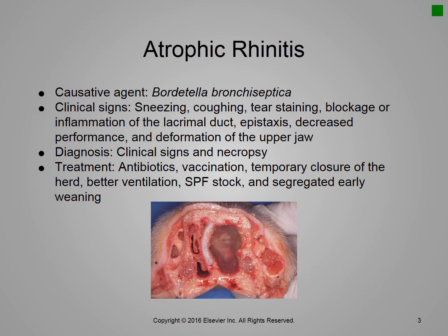Clinical signs, necropsy, most of these guys present pretty easily. They've got atrophic rhinitis. You're going to treat them with antibiotics. Vaccination's always a good idea. Temporary closure of the herd, better ventilation, going to specific pathogen-free stock, segregated early weaning. There's a whole bunch of things you can do. If they've got it, you've got to treat it with antibiotics and supportive care. The best way, of course, is to prevent it with vaccinations.